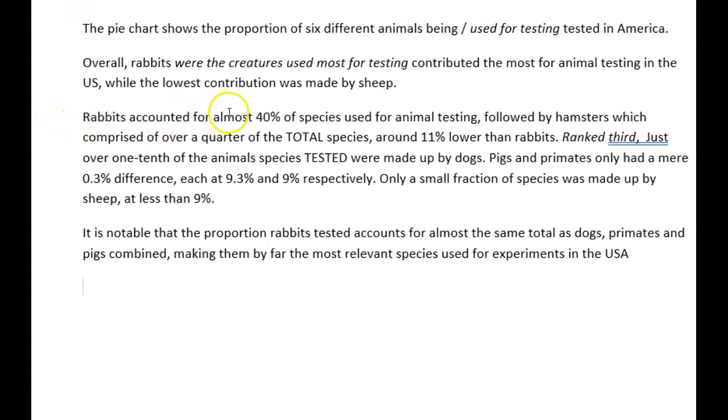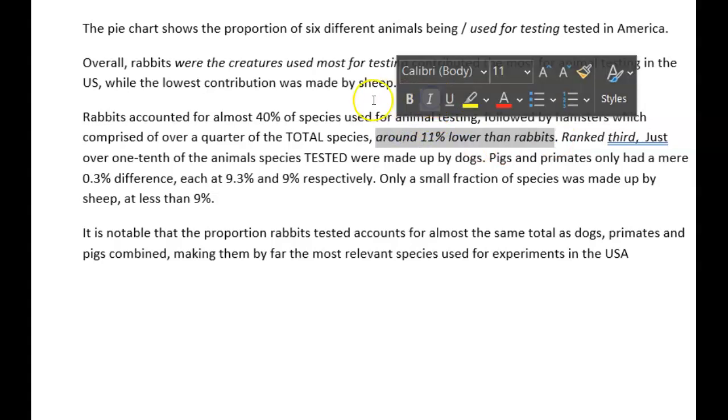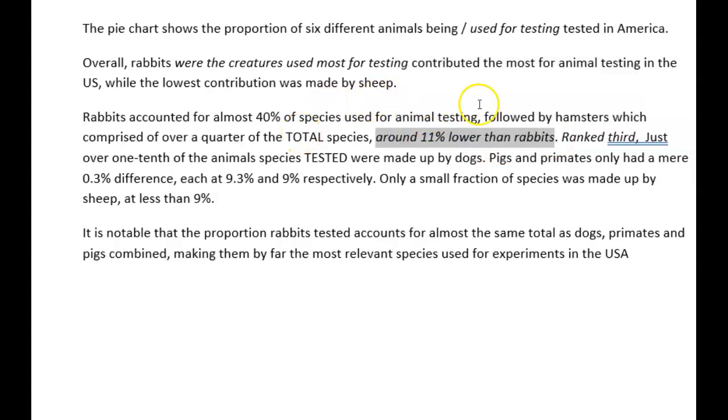Rabbits accounted for almost 40% of species used for animal testing, followed by hamsters, which comprised just over a tenth of the total species used, you could put. And I've added in this, around 11% lower than rabbits. So I've just added in a little tiny bit more detail, because you haven't given me the percentage of hamsters. Oh, yes, you have, over a total. Okay, and then I've just added in a little bit more than that. So good, you've given me a percentage, you've given me a quarter, and I've added in a comparative. So we're doing lots of things all in one sentence.